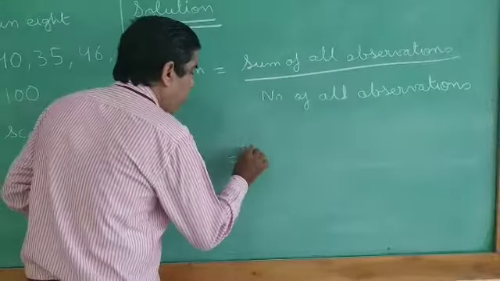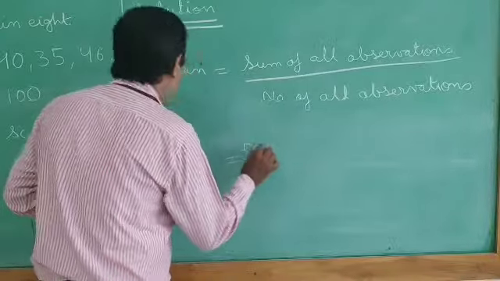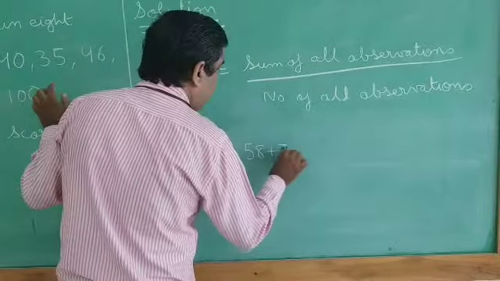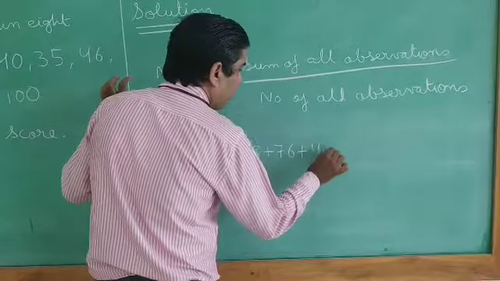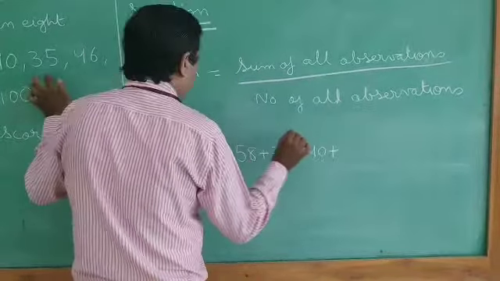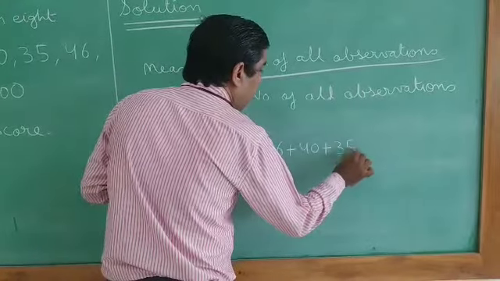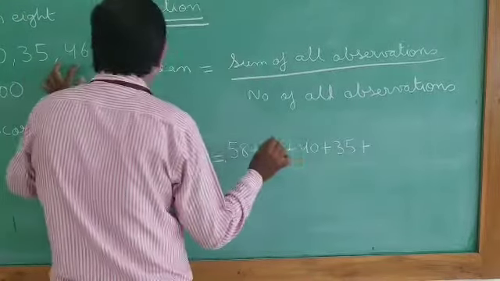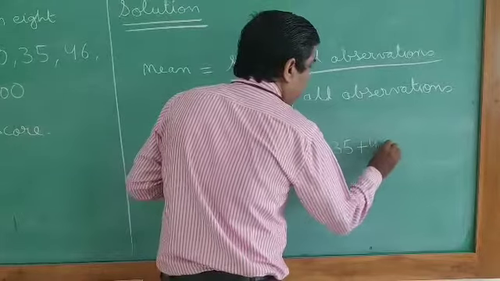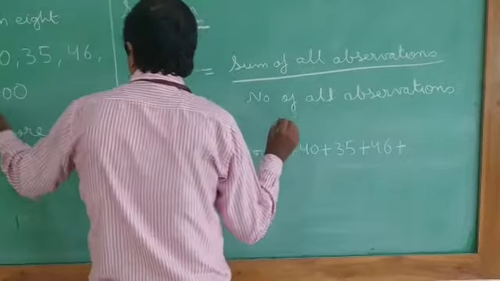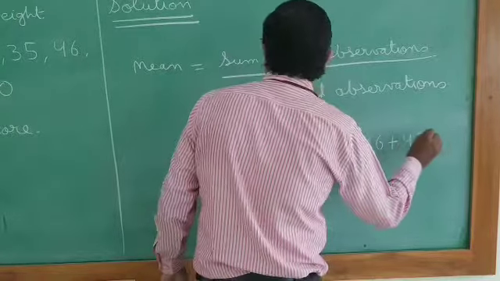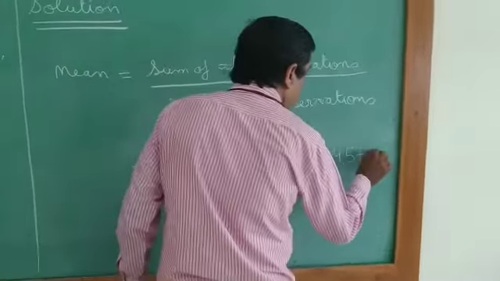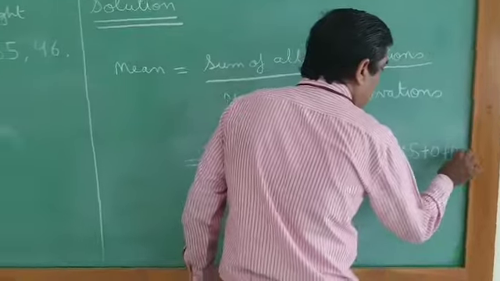So I will write here 58 plus 76 plus 40 plus 35 plus 46 plus 45 plus 0 and plus 100.